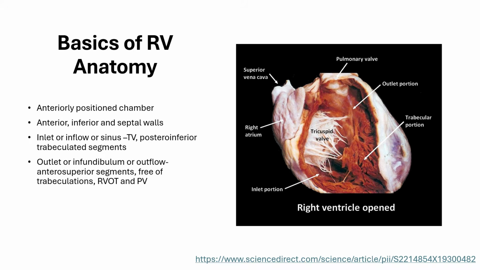Right ventricle consists of several important regions, such as inlet or inflow, consisting of tricuspid valve, posterior inferior trabeculated segments, and outlet or infundibulum, consisting of anterior superior segments, which is usually free of trabeculations, and also including right ventricular outflow tract and pulmonic valve. Please pause this video if you need more time to review this important slide.